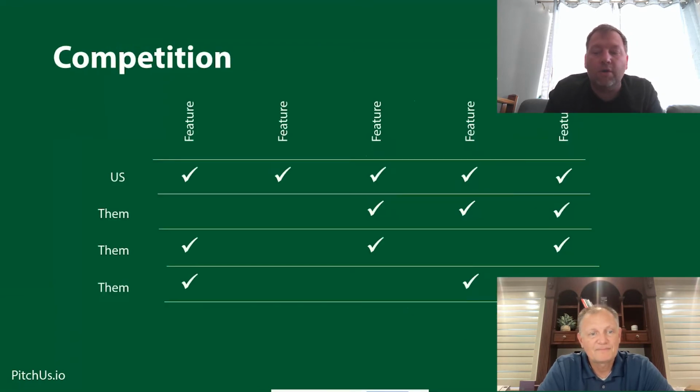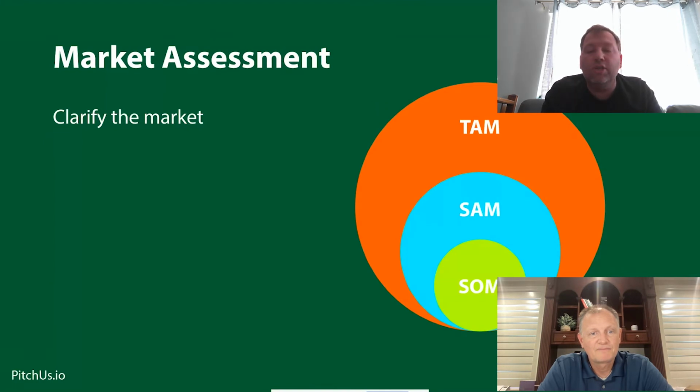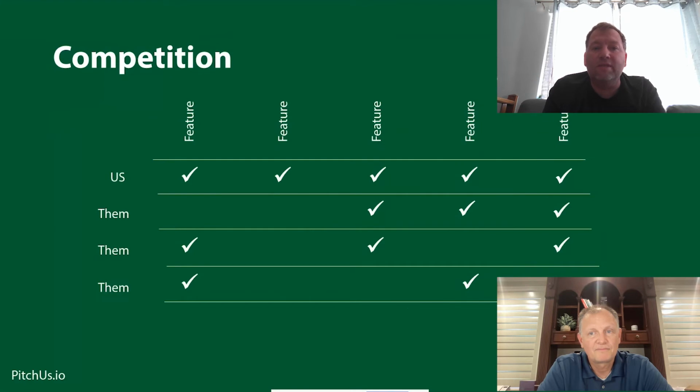All right. So the market's huge. There's got to be other people that are doing this. Then we love to see a competition slide. I call this an I love me slide. Jeff, what are some things that can go wrong here?